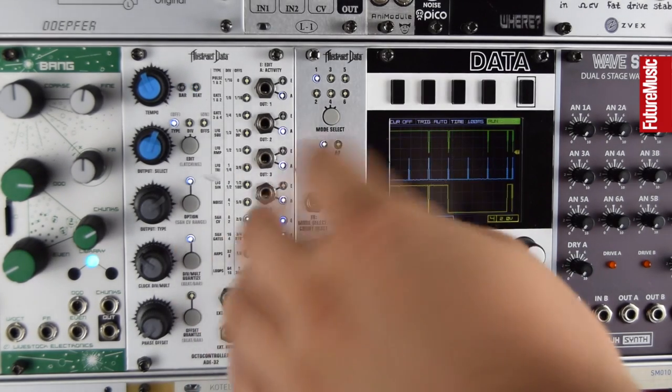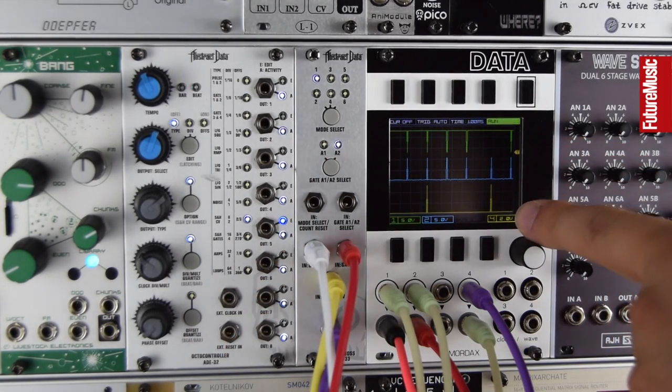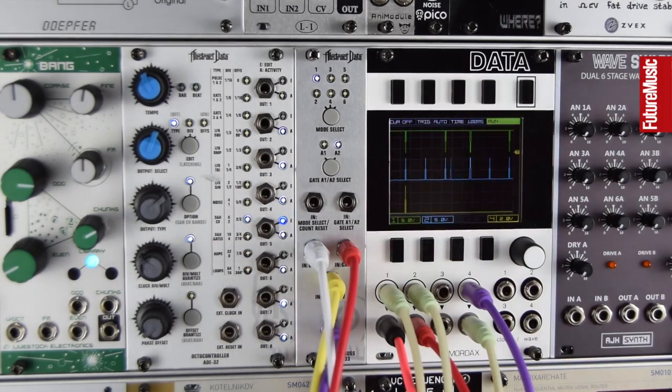If I swap over to A input 2, it lets the event pass through. It's now a trigger, but with the probability by the Event Boss affecting how many of them pass through.